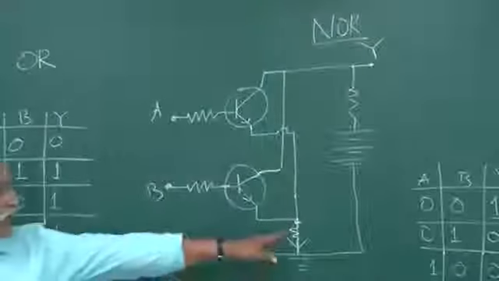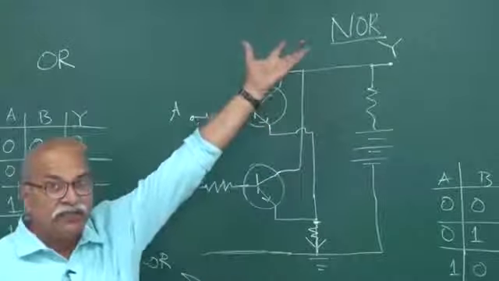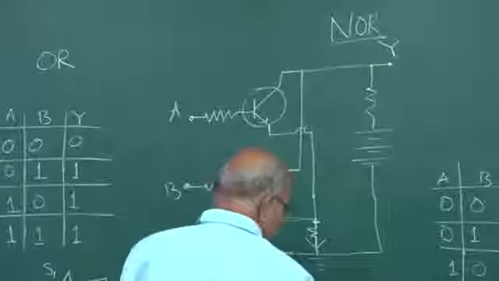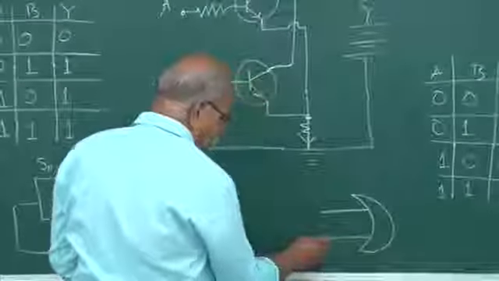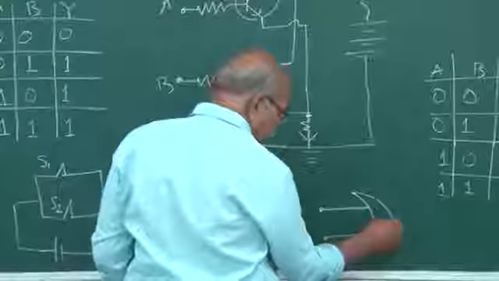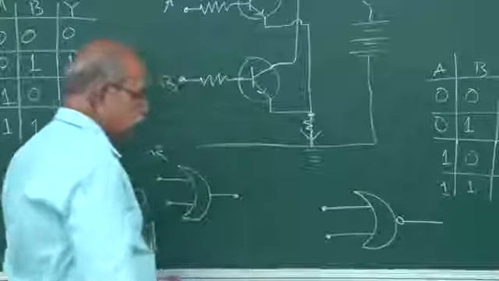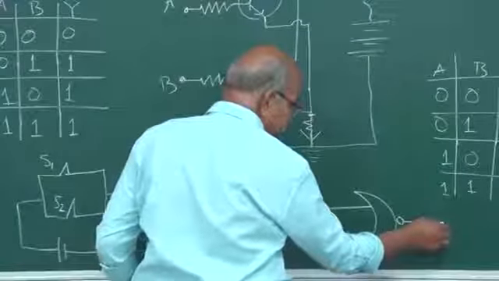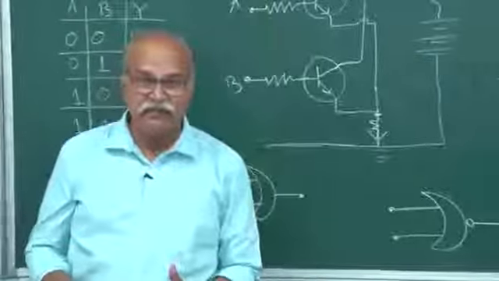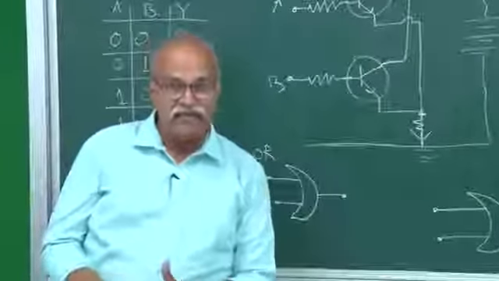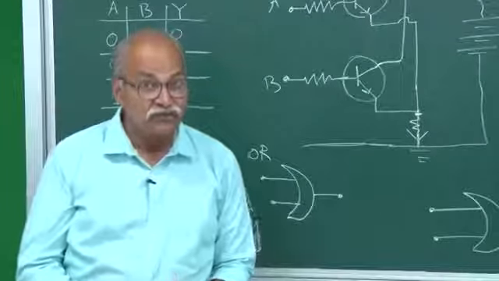If you take the output from here, it becomes an OR gate. If you take the output from here, it becomes a NOR gate. And what is the symbol? The symbol is, you make an OR symbol, and then you put a circle here to show that NOT operation, and then you have the output point. So that's the symbol. Okay, so these are some of the very basic gates. You have AND, you have OR, you have NOT, then you have NAND, and you have NOR.